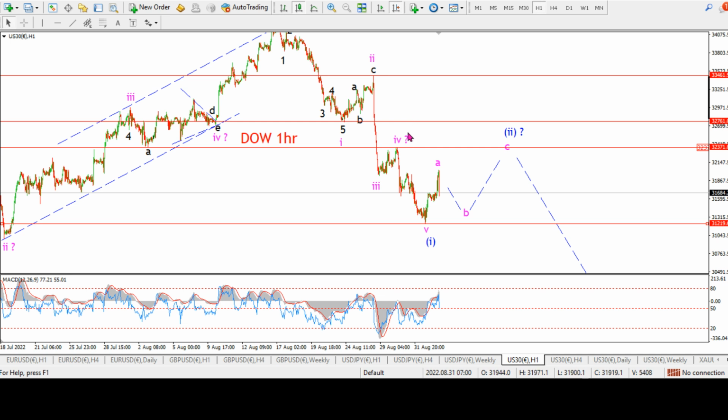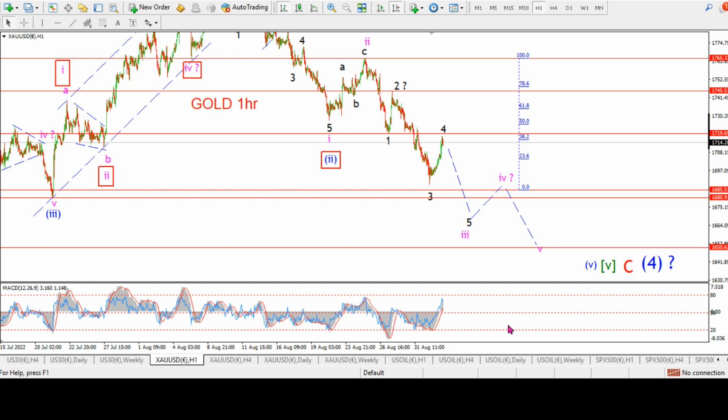So I'll be looking at that previous, let's say a band of resistance here between wave 4 and wave 1. So we've got between 32,370 and 32,760, like a 400-point band there. And I would like to see wave 2 top out within that band and then turn lower down into wave 3. So that's what I'll be looking for next week. Okay, so let's move on.